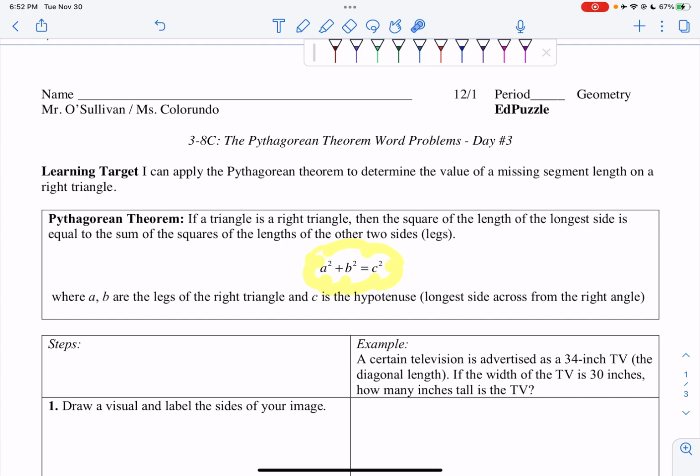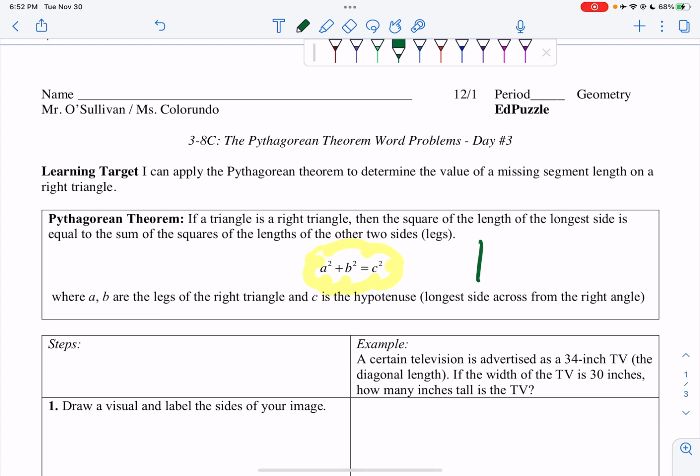It says that if a triangle is a right triangle, then the square of the length of the longest side is equal to the sum of the squares of the length of the other two sides, the legs. What that basically means is a squared plus b squared is equal to c squared. So where a and b are your legs and c is your hypotenuse. So for instance, I can draw a right triangle like this.